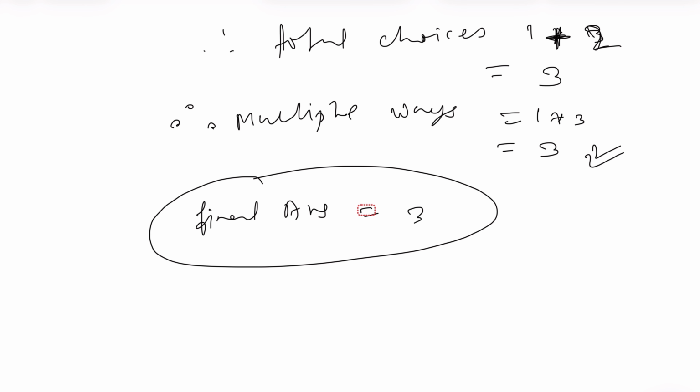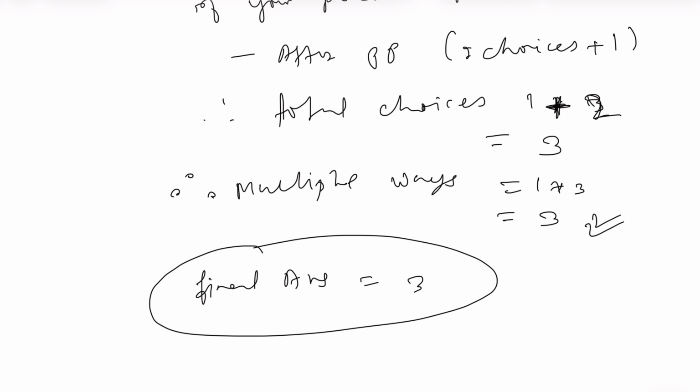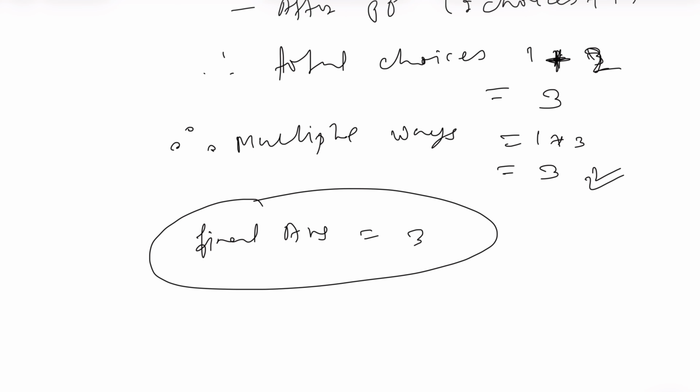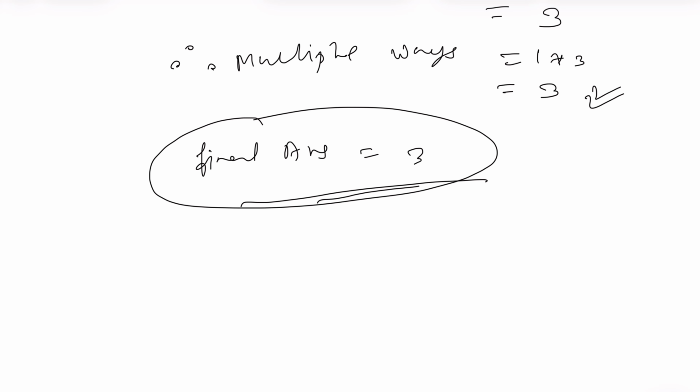There is no more pair left here, and that is why we are done. If you find 2 seats, this and this, after this we don't have anything. So no more pair is left, the scan stops, and our final answer is 3.